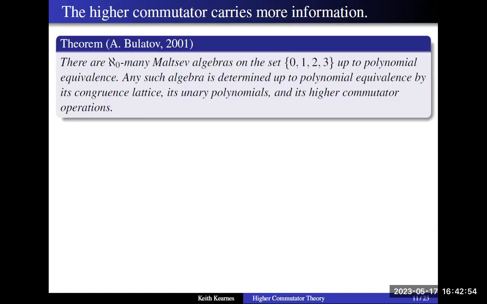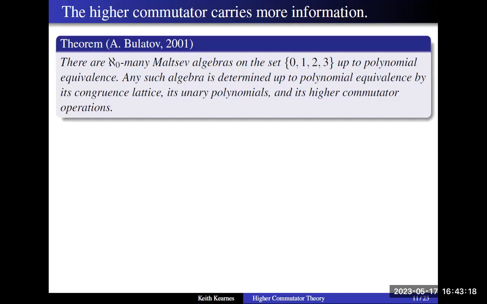Now, on a 4-element set, there are only finitely many choices of a Malsev operation. There are only finitely many congruence lattices of algebras on a 4-element set. There are only finitely many ways of putting unary operations on a 4-element set. So how did we get aleph not many? It's because there are infinitely many different ways of putting higher commutator information on that lattice.